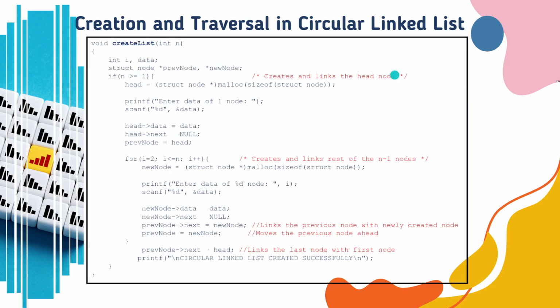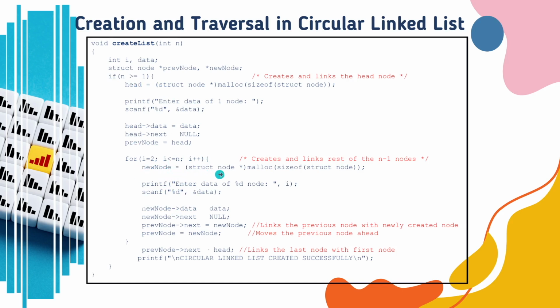This is the routine for creating a circular linked list. If it is going to be a one-node list, then we allocate memory for one node and name it head. We put data in the data part of the node named head. We set its next part to null, and then we set up another pointer named previous node to point to the first node, which is being pointed to by head. This is for adding further nodes to the circular linked list. And if our n value is greater than that, then we will end up here.